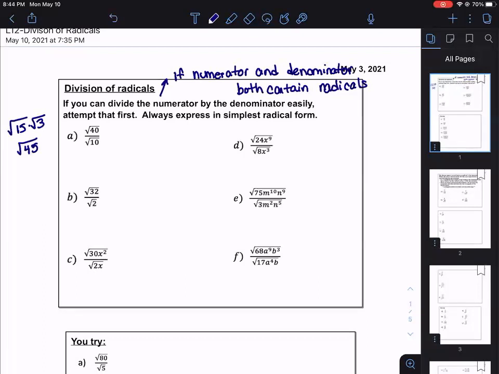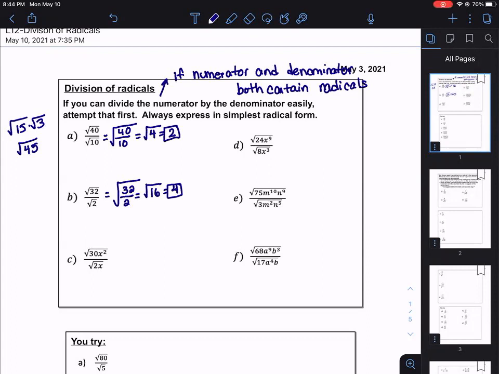Same rule right now. So this radical 40 and this radical 10 can be thought of as radical 40 over 10 like this. And since they're both underneath the radical, we get radical 4, which simplifies to 2. So it's basically the same kind of concept. For letter B, we have 32 and 2 both in the radical. So since they're both in the radical, we can divide them to give us the square root of 16, which would give us 4.